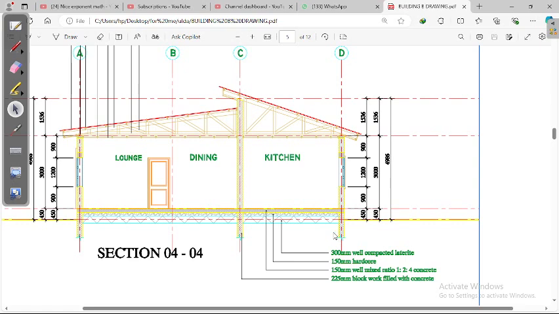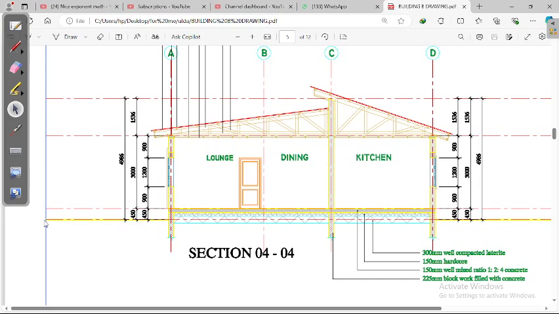So if these are blockworks and this is our foundation level, look at this line you see here. This thing is overhanging from here to here. That is our natural ground level. This yellow line that you are seeing here is our natural ground level. Now if you see that these are oversized concrete, above this natural ground level is 450 mm. Let us bear that in mind.